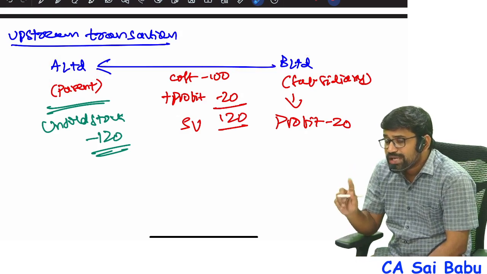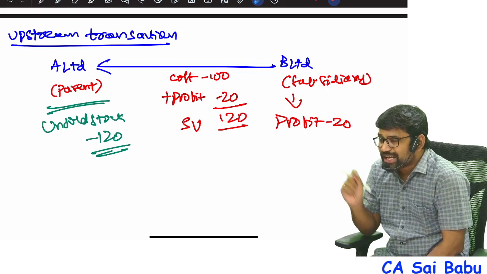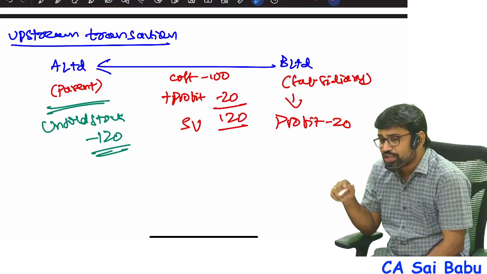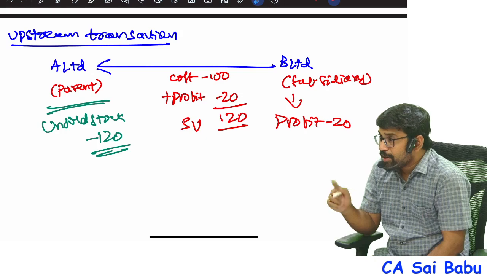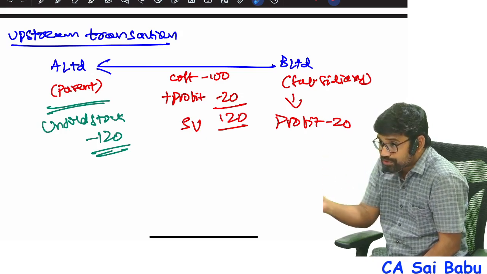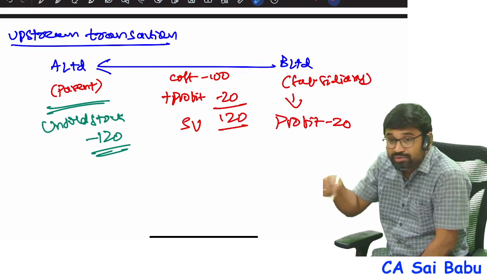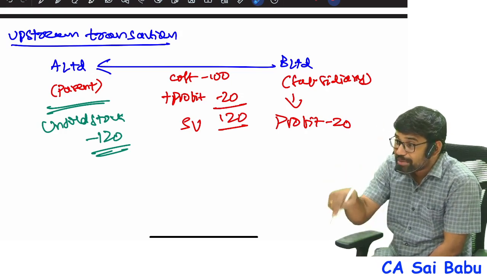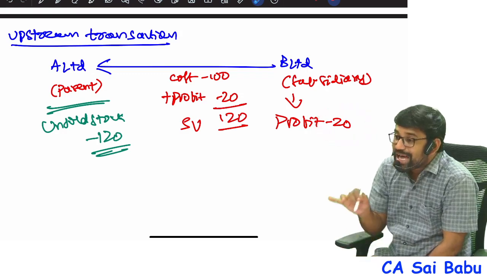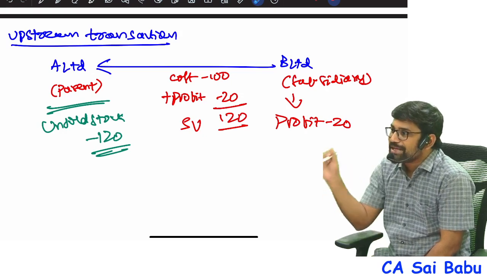Now what is the accounting treatment? Simple. How much is the unrealized profit? 20. This unrealized profit is included in whose books? The subsidiary. But the subsidiary company profits we already analyzed into pre and post, and in step number 4, we apportion between the parent and minority interest. Therefore, you need to reduce this unrealized profit from the parent company as well as minority interest.